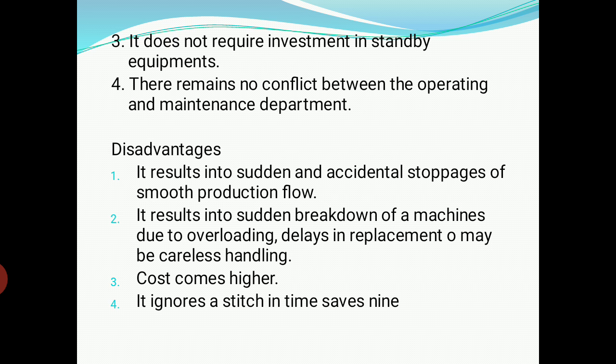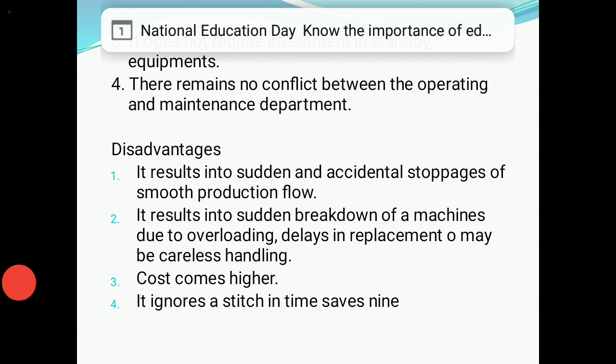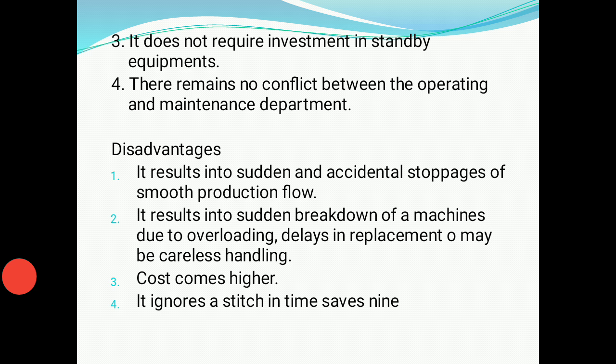Next, it results in sudden breakdown of the machines due to overloading, delays in replacement, or careless handling. At times careless handling is done. Maybe a worn out part had to be replaced, but instead, no replacement is done. Even overloading on the machines may result in the complete stoppage of the machine. Then breakdown maintenance comes into the picture, and it has to take care of the next things, right?